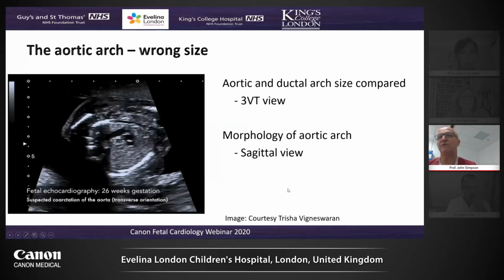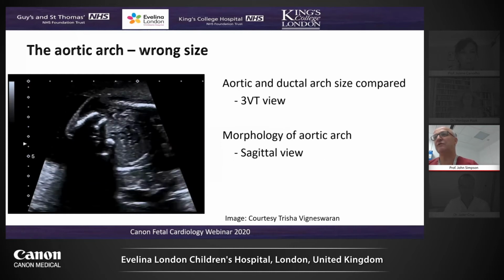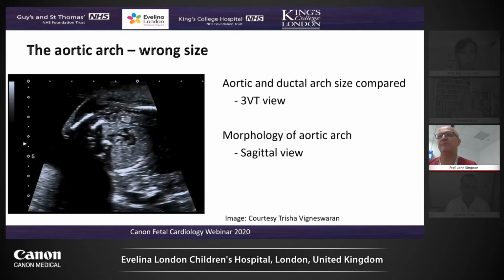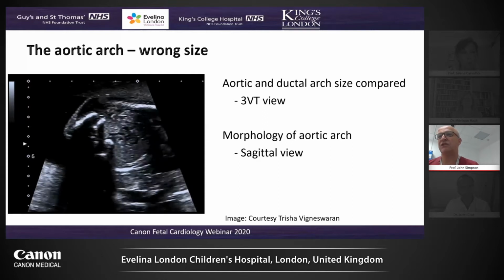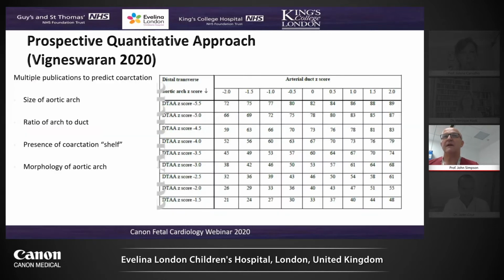So again, I would really encourage you, if you do suspect an abnormality, to not simply rest on the 3-vessel trachea view, but it's very helpful to get additional views. There are an absolute multitude of studies looking at predictors of coarctation, and probably it's the lesion which most fetal cardiologists feel most uncomfortable about.